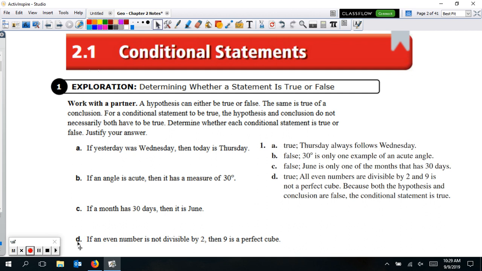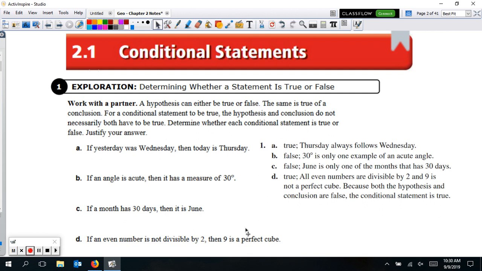D, if an even number is not divisible by 2, then 9 is a perfect cube. Now that's a challenging one right there, because we can just see from the very first statement here, even numbers are always divisible by 2. That's what makes them even, really, right? So just that itself is false. And then 9 is a perfect cube. Well, we know 9 is not a perfect cube. It's a perfect square, but it's not a perfect cube.